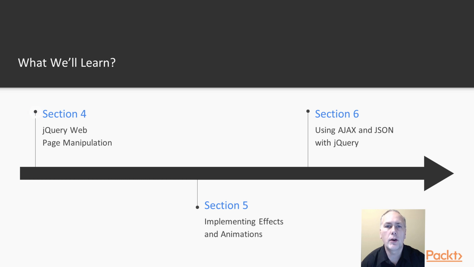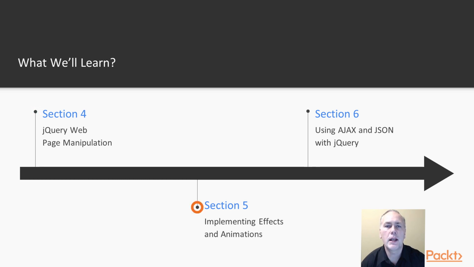Section four is all about jQuery web manipulation. And in section four, we're going to be updating element styles, updating element attributes, creating new elements, chaining elements with different methods together, updating and adding data values into dynamically created elements.